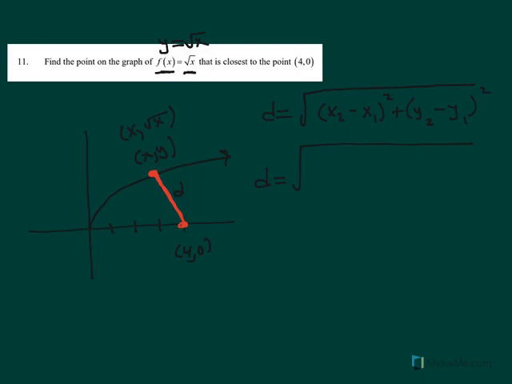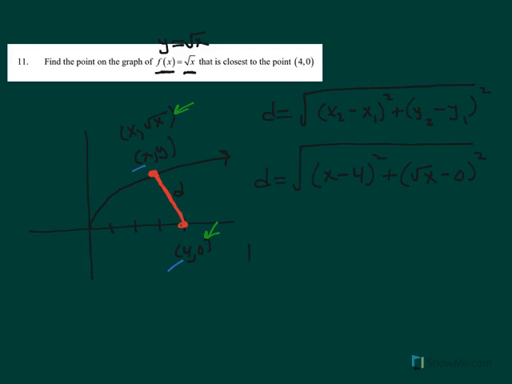So we want to subtract our x values, so this one and this one. It's going to work out to be x minus 4 all squared plus the difference in the y squared. So that's going to be square root of x minus 0. So we're going to get square root of x minus 0 squared. And before we take the derivative, we want to simplify this.